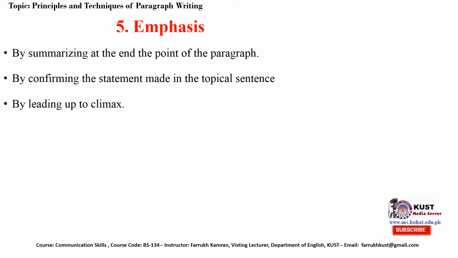Now the question is, how to bring emphasis. Emphasis can be secured in the following ways: by summarizing at the end the point of the paragraph, by confirming the statement made in the topic sentence, by making several consecutive sentences illustrate the theme, by leading up to a climax. So these are different important principles of paragraph writing. Whenever you write a paragraph, you need to apply all these principles in order to write a well-knit paragraph.